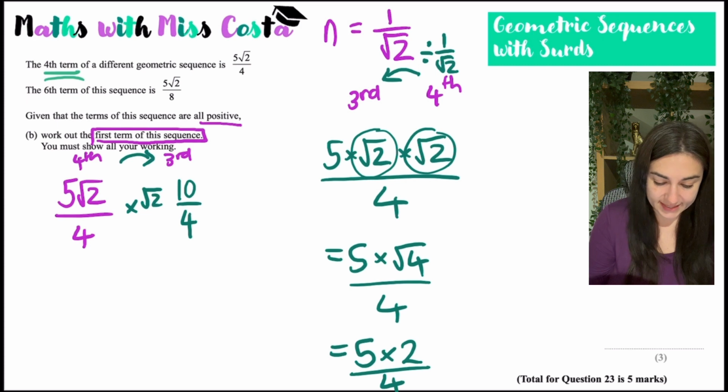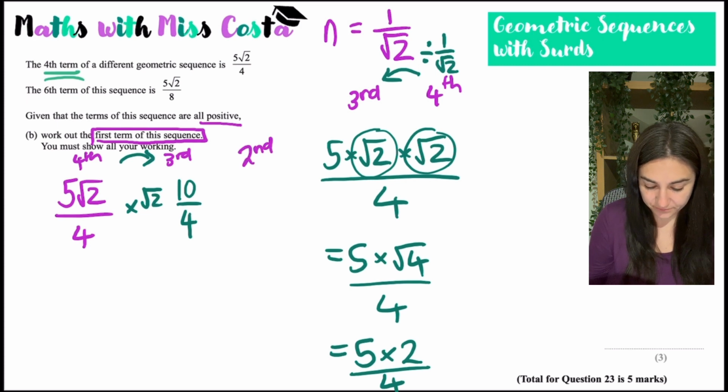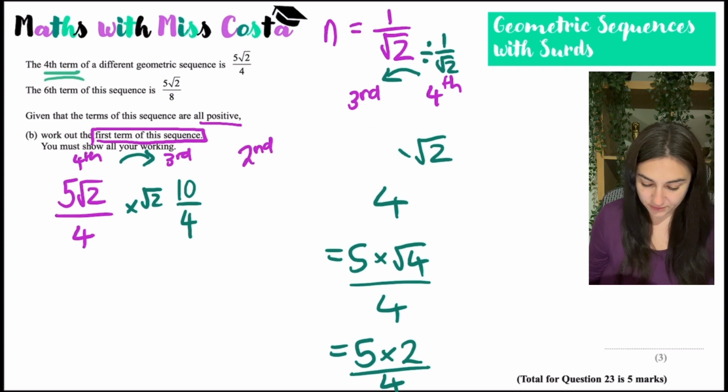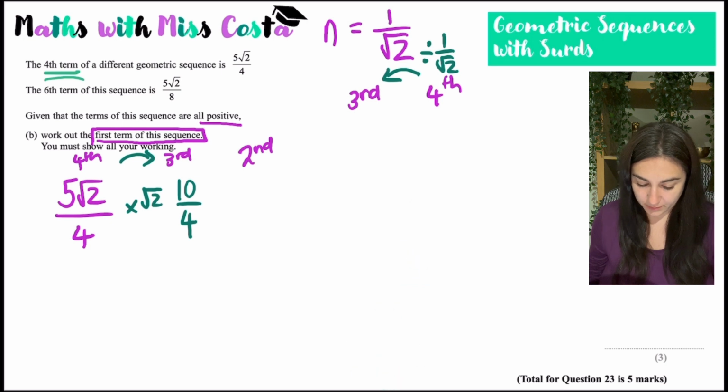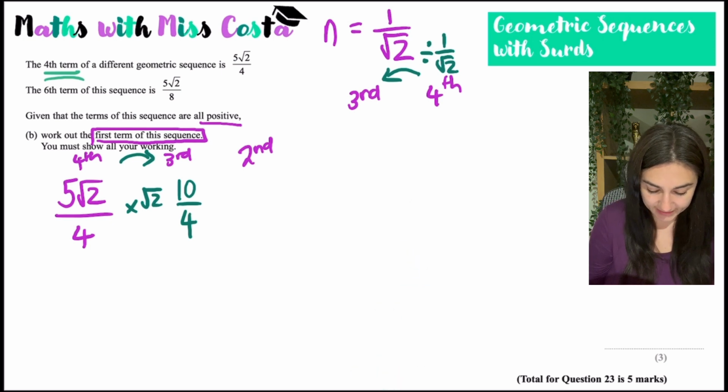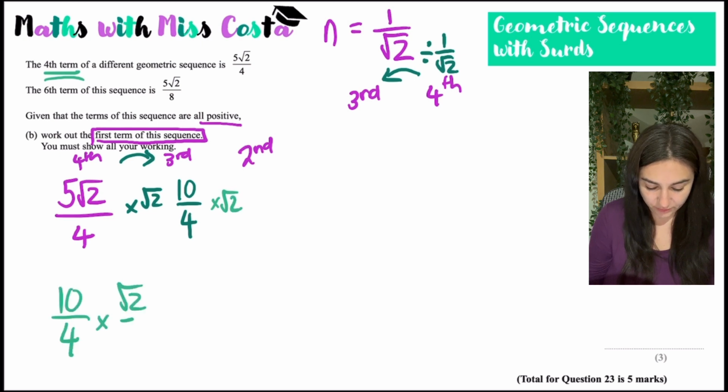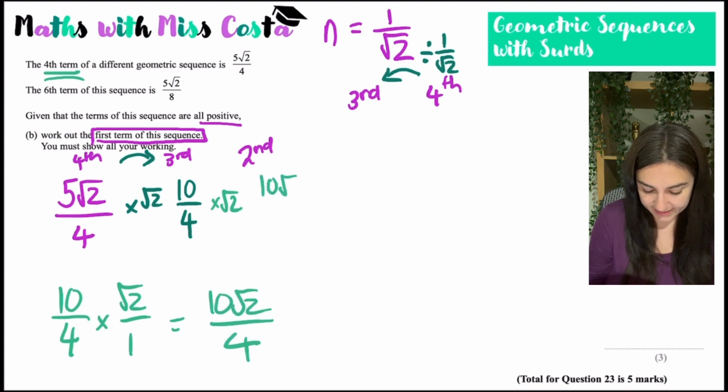I then need to get to the 2nd term. And what am I going to have to do? Well, I'm going to have to work backwards. So once again, I'm going to multiply by root 2. So 10 over 4 times by root 2 is going to give me 10 root 2 over 4. So the 2nd term is 10 root 2 over 4.